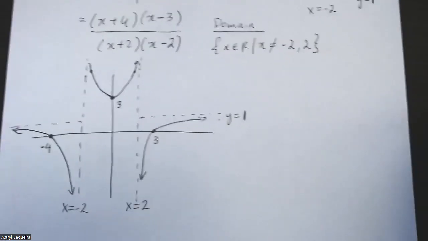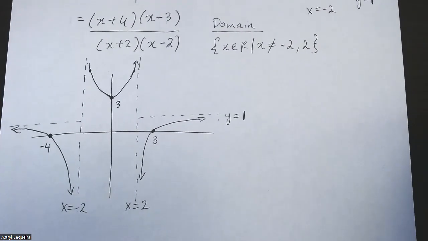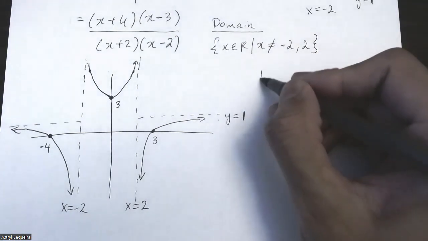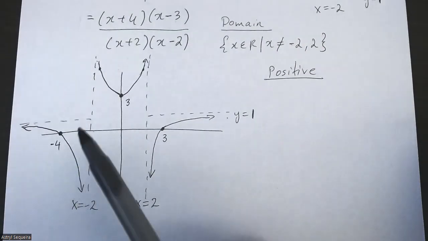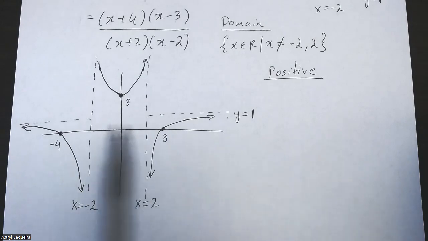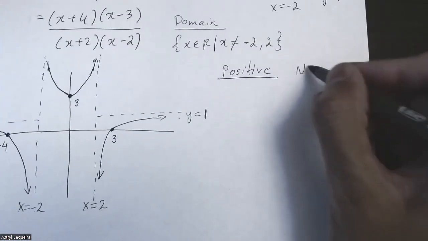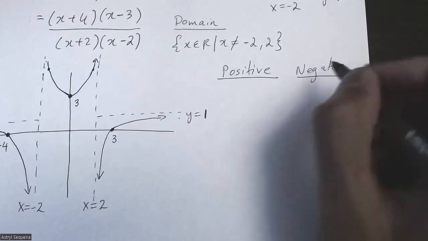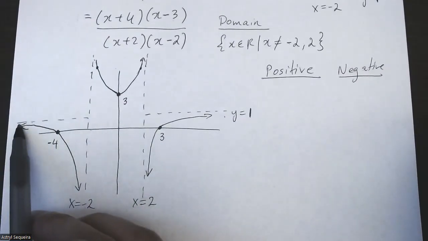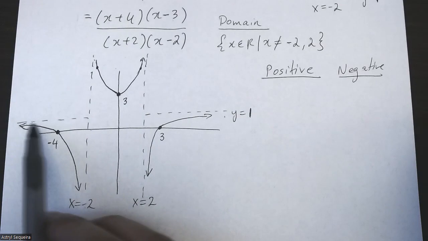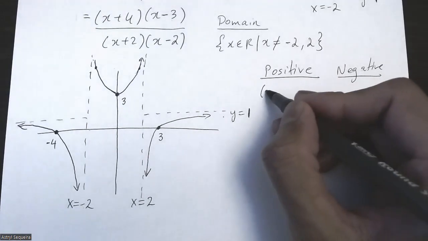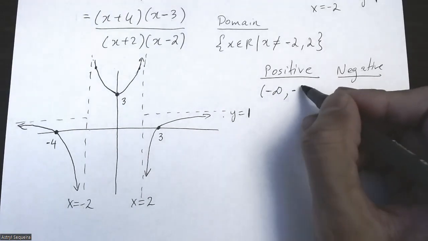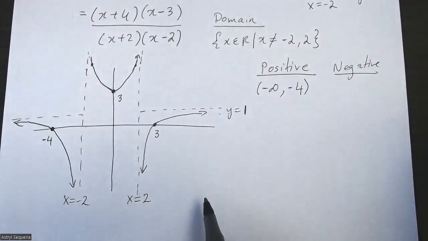Our last thing we're going to do is positive and negative intervals and increasing and decreasing intervals. Let's start with positive intervals. So positive intervals are where the graph is above the x-axis. So you always want to go from left to right, and that way you cover every single interval. My first point over here is negative infinity. And we can see negative infinity till negative 4 is going to be a positive interval because that's above the x-axis. So that's my first positive interval.